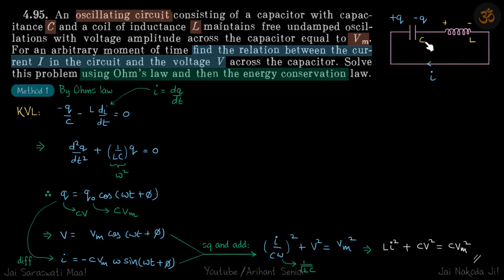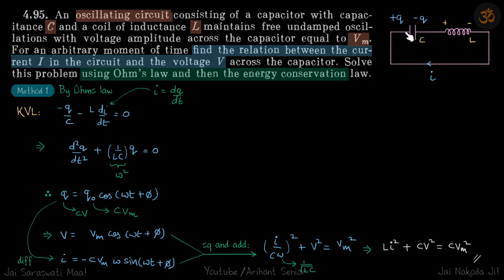We have this LC oscillation circuit with the voltage amplitude across the capacitor to be Vm. We need to find, at any given time t, the relation between the current in the circuit and the voltage across the capacitor. Solve this problem using Ohm's law and the energy conservation law. By Ohm's law, we will just use the KVL.